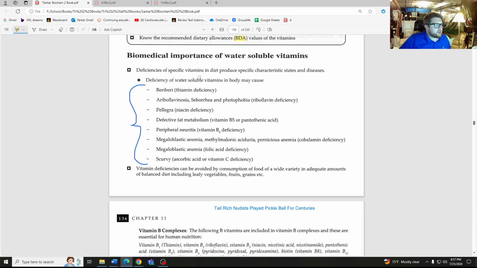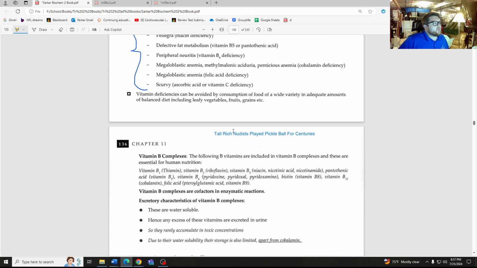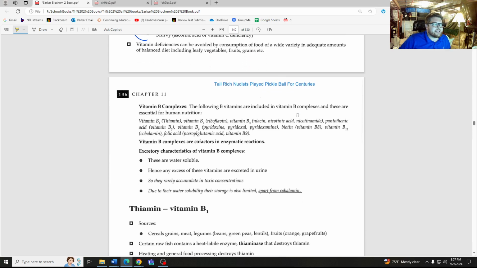These are the specific vitamins in the diet, which have different diseases. We're going to come back to this. I think it's easier to tackle them all one-on-one as we go through the vitamins, rather than try and just look at this whole list now. Just a general note, we can avoid vitamin deficiency by eating a wide variety of food and having an adequate and balanced diet with those leafy vegetables, fruits, grains, etc.